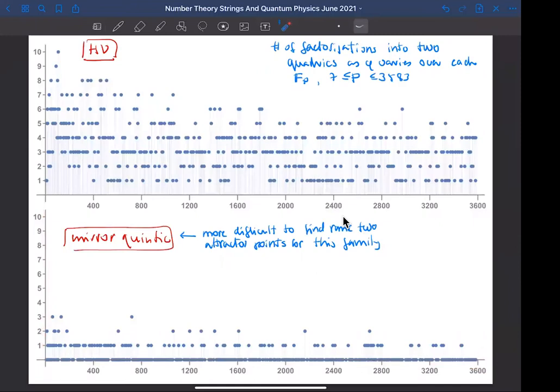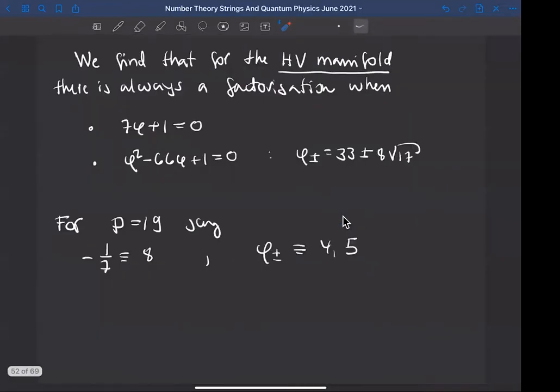So here you see that for each prime, you get very, very few factorizations, no more than three. Whereas for the Hulek-Verrill manifold, you get many. So what we find, and we were lucky in a way to find this, is that for the Hulek-Verrill manifold, there is always a factorization when phi is minus 1/7, and when phi solves this quadratic equation. So phi is not necessarily even rational. It has this form.